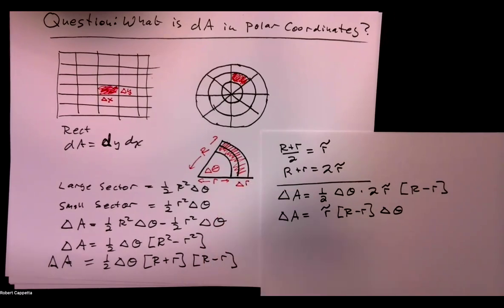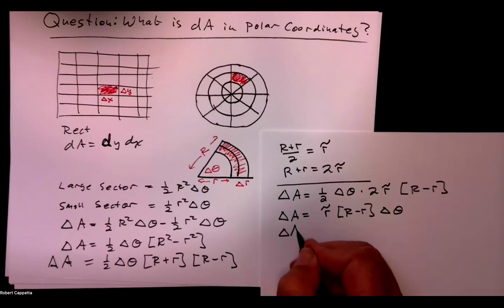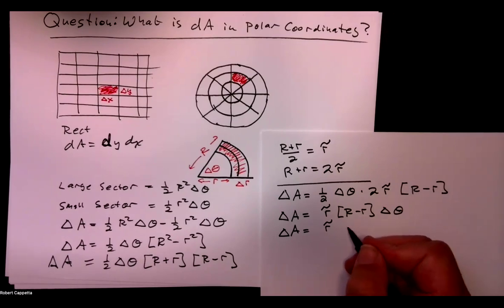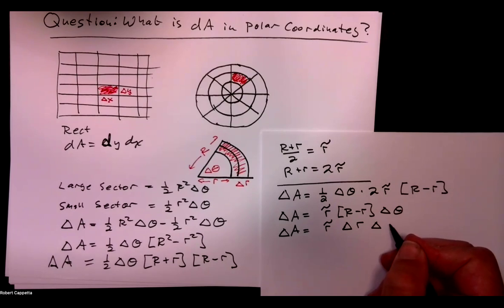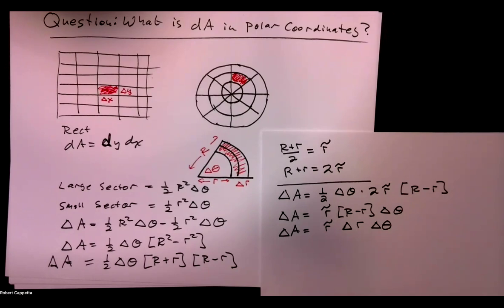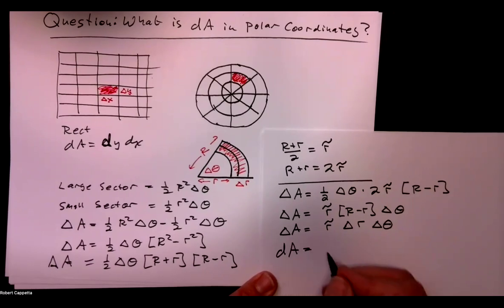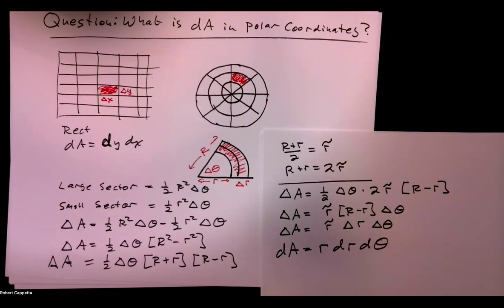So what I get then is the change in A is the average of the R's times the change in R times the change in theta. And we know everything shrinks to 0 as we go from deltas to d's. So when I get my differential, here's my big fact. dA is going to equal R dr d theta.